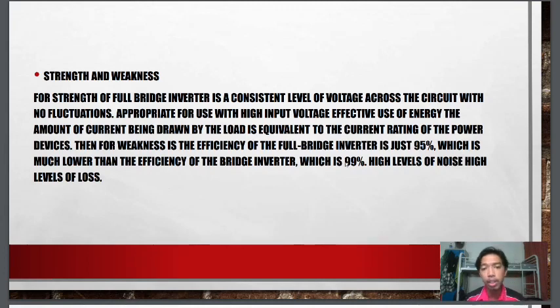And the weakness is that the efficiency of the full bridge inverter is just 95%, which is much lower than the efficiency of the bridge inverter, which is 99%. High levels of noise, and high levels are lost.